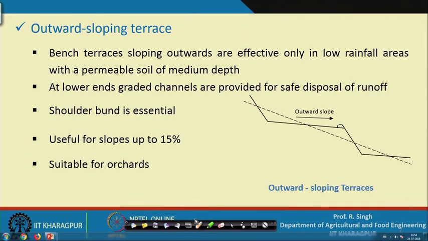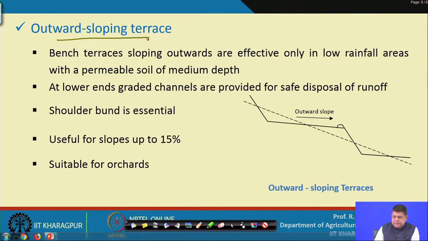Then the next one is the outward sloping terrace. As we already saw, had it been a level, then it would have gone like this, but we see that there is some slope given in the outward direction, and that is why it is an outward sloping terrace. And bench terraces sloping outward are effective in low rainfall areas with a permeable soil of medium depth. So, they are preferred or adopted in low rainfall areas, and where the soil is of medium depth, but has permeable, I mean infiltration capacity is high.